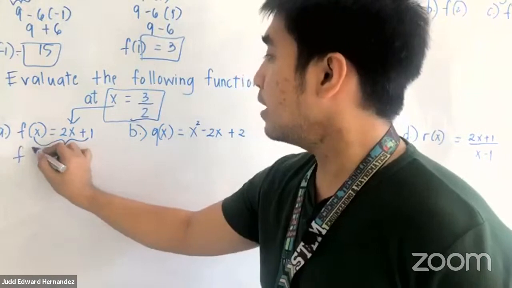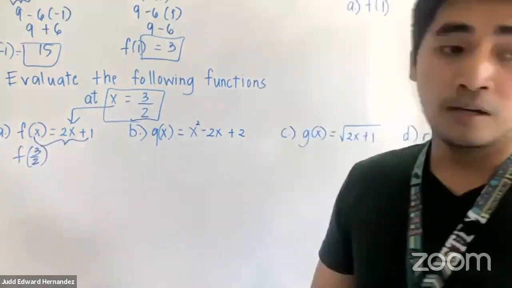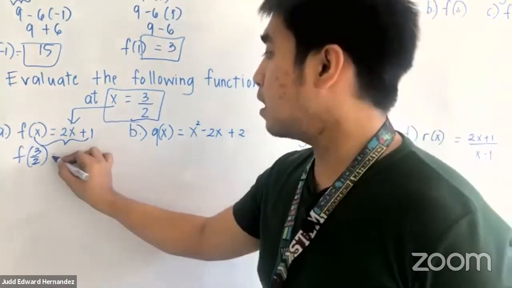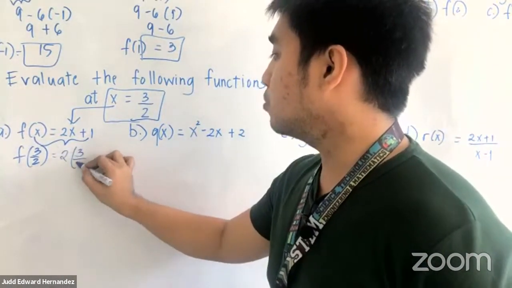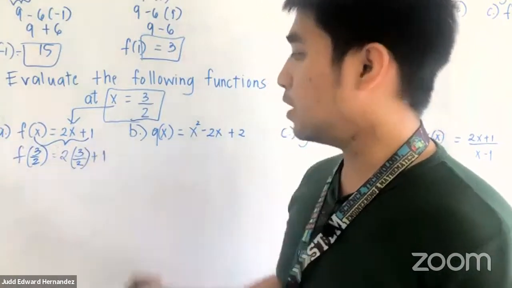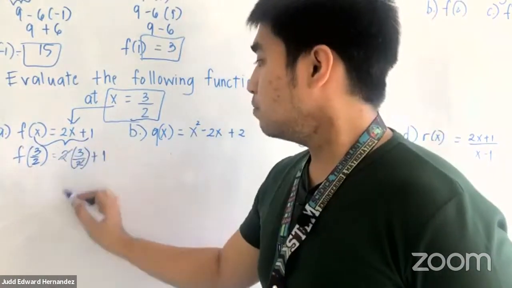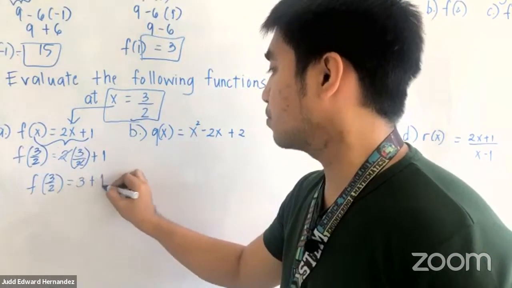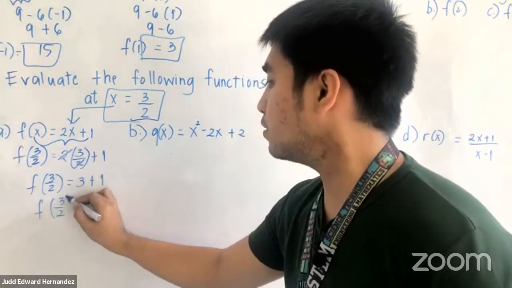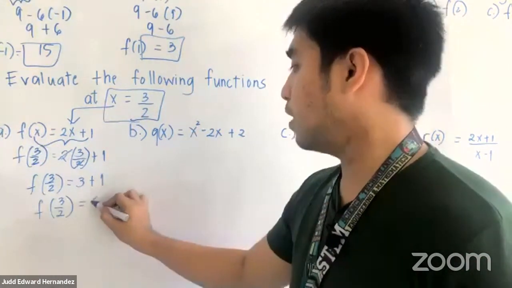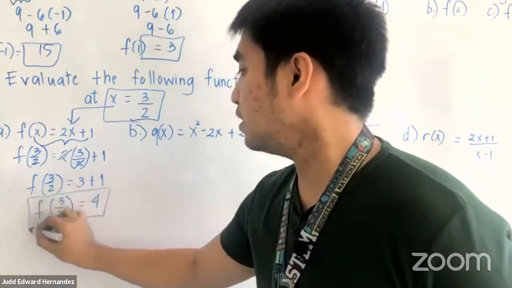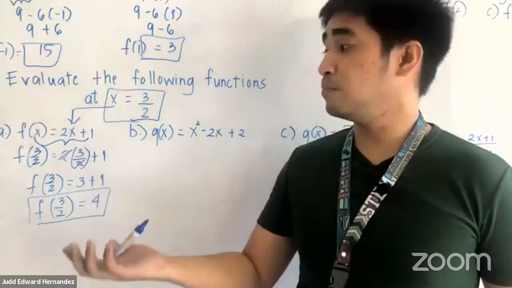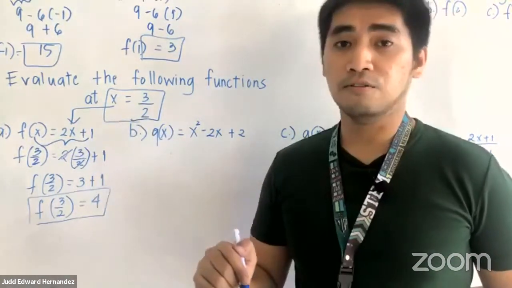So we are given the function 2x plus 1. Therefore, we're asked to determine f of 3 over 2. We will replace the value of x by 3 over 2, and this becomes 2 multiplied by 3 over 2, plus 1. Cancel out 2, therefore f of 3 over 2 is just equal to 3 plus 1, which is 4. So f of 3 over 2, from the function 2x plus 1, is equal to 4, if we evaluate this at x equal to 3 over 2.